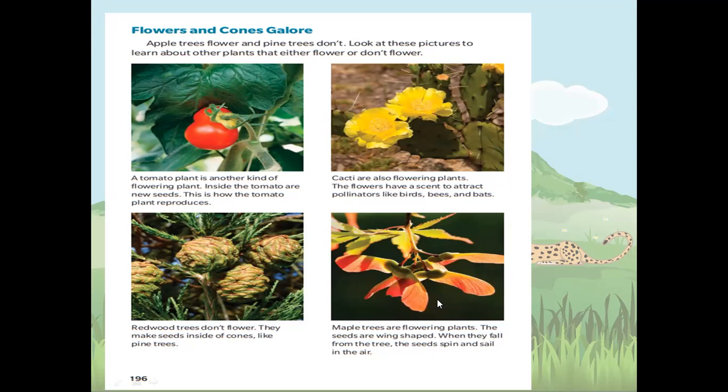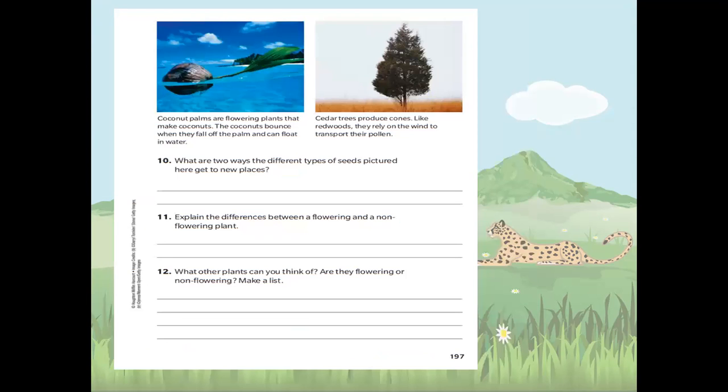Maple trees are flowering plants. The seeds are wing-shaped. When they fall from the tree, the seeds spin and sail in the air. Coconut palms are flowering plants that make coconuts. The coconuts bounce when they fall off the palm and can float in water. Cedar trees produce cones. Cedar tree is not flowering. Like redwood and pine tree, they rely on the wind to transport their pollen.